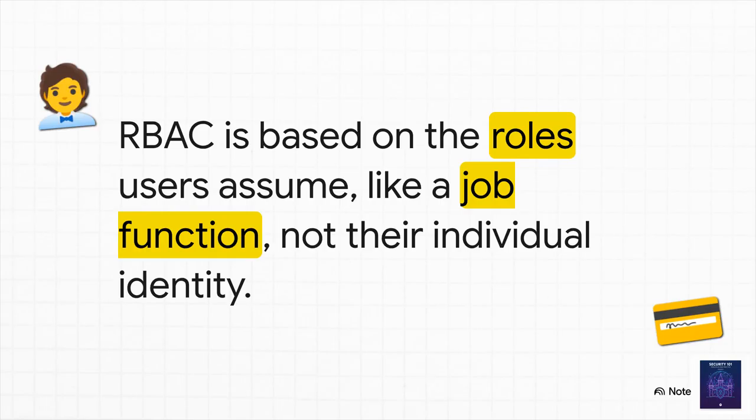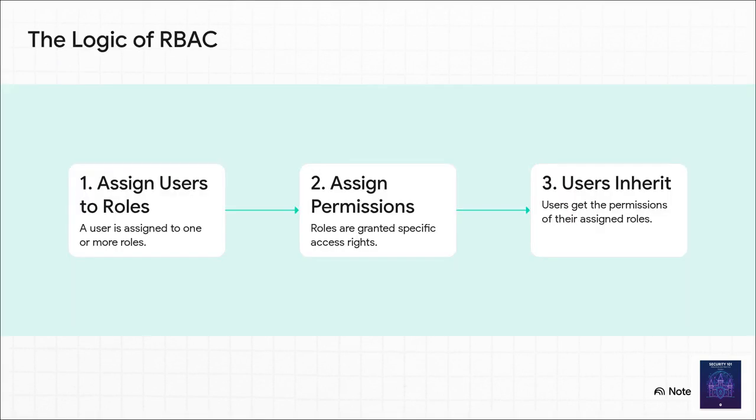It's so simple. Instead of handing out hundreds of individual keys, what if we just gave people one key card based on their job? If you're an engineer, you get the engineer key card that opens all the engineering doors. If you're in sales, you get the sales key card for the sales offices. The logic is this beautiful, clean three-step flow.